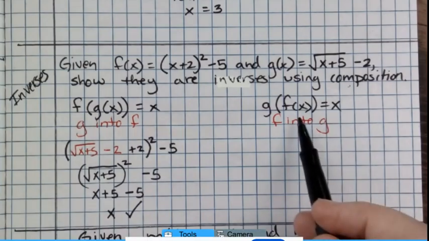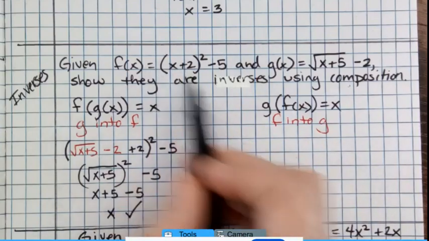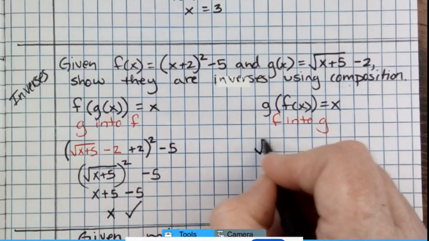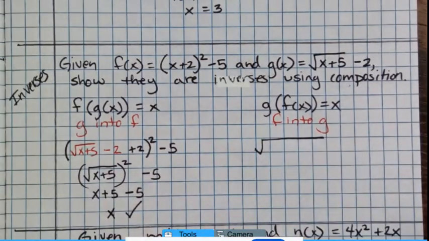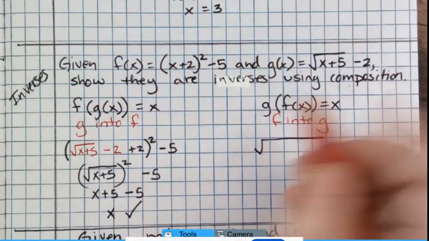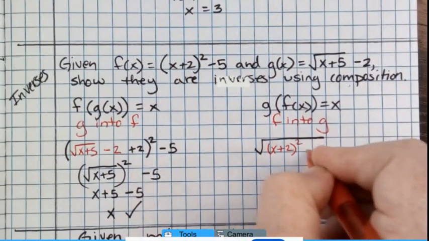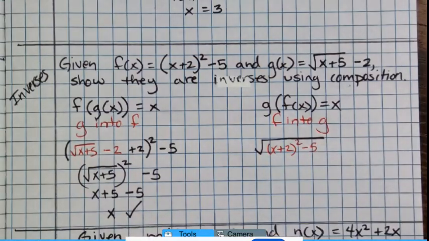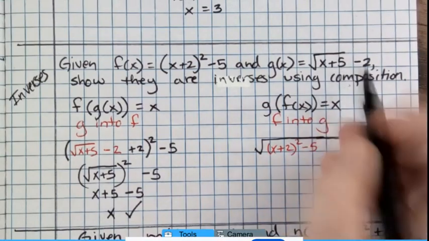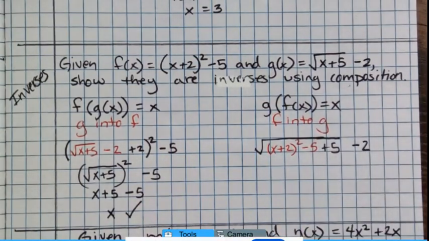So now we have to do the other way. We have to plug f into g. So we're going to start with g, and this is going to be our input. So square root. My x is going to be f. So we're plugging f into g. X plus 2 squared minus 5. I'm still under the square root with the plus 5, so that's my x, plus 5 minus 2. Okay?